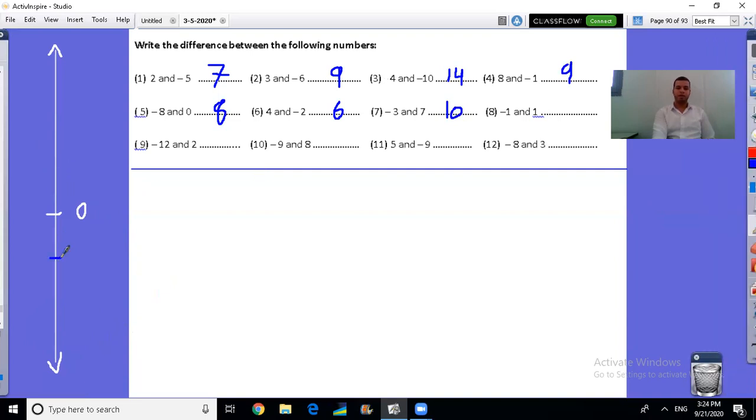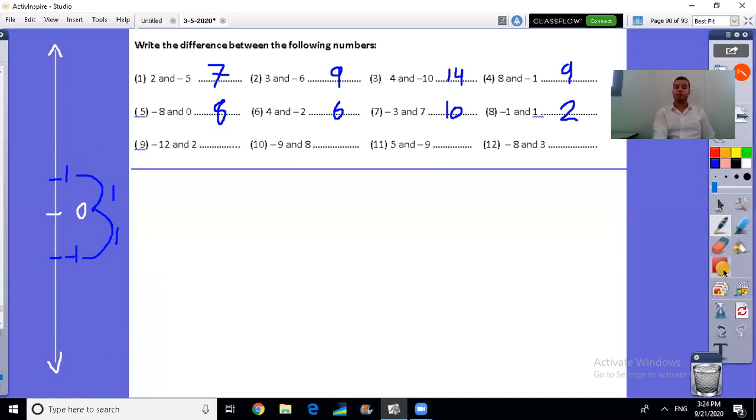-1 is going to be here, and 1 is here. The difference between 1 and 0 is just 1 number. The difference between 0 and -1 is just another number. So the difference between 1 and -1 is 2. 1 and 1 is 2.